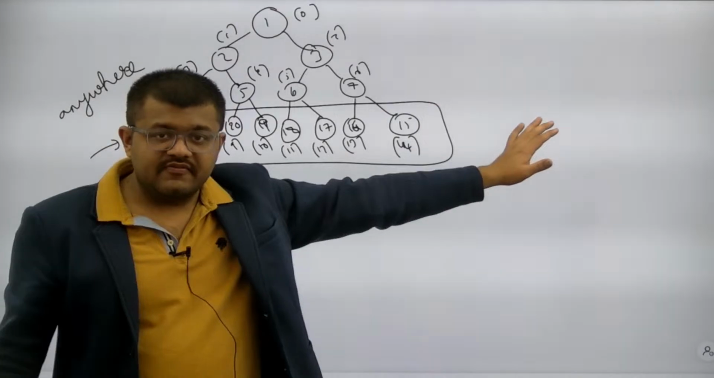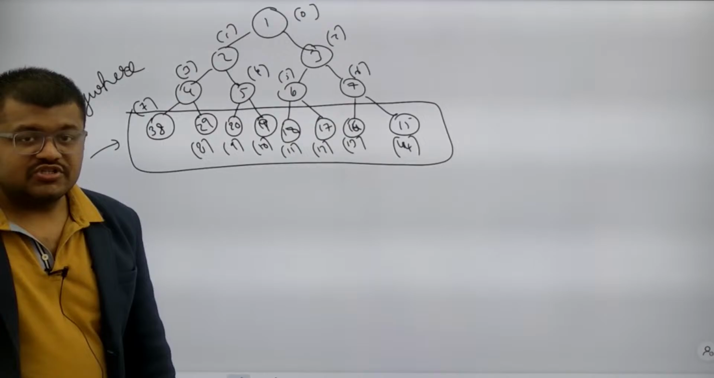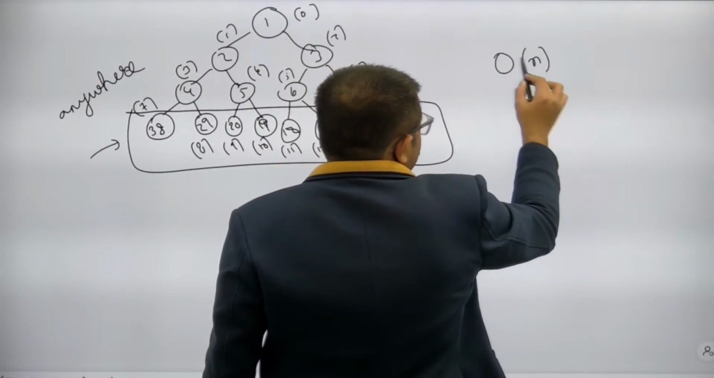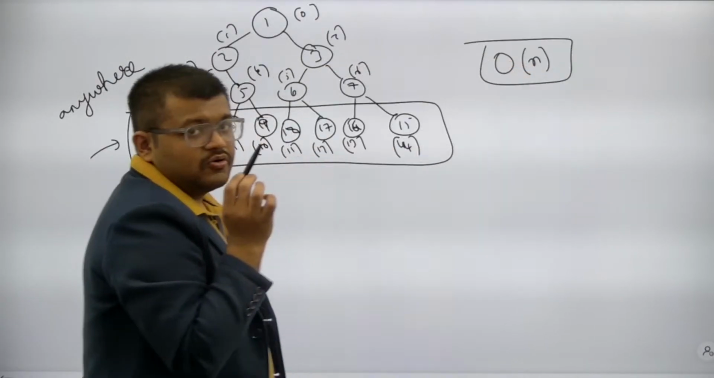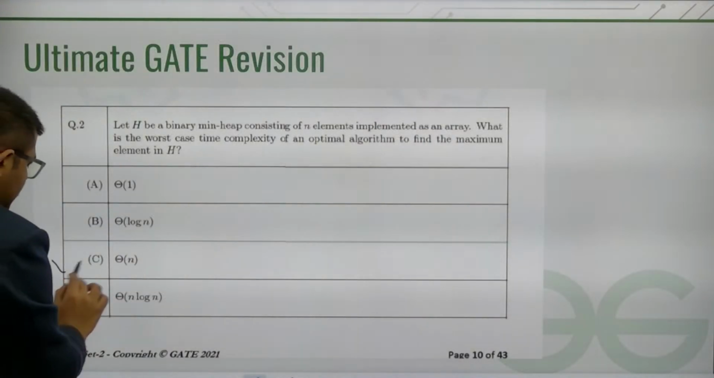So you need to check the last n by 2 elements in the array, which means you need to traverse half of the array, which means your time complexity would be big O of n. Don't say big O of log n, okay? The answer will be big O of n or theta of n.